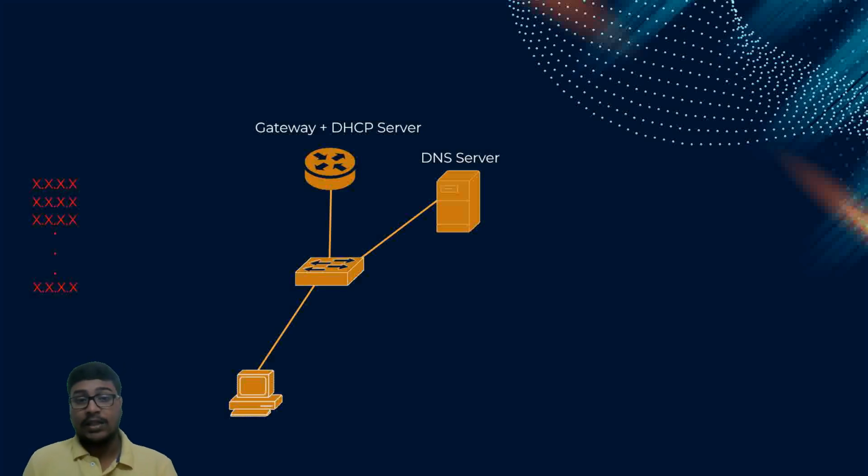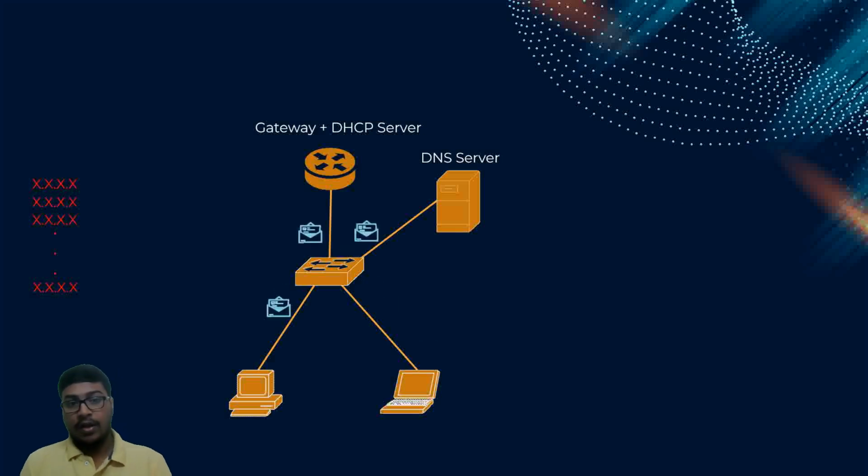Because now what will happen is, let's say a new client connects to the network at this point. This client also needs an IP address to be allocated to it, so it will generate a discover packet that will be relayed throughout the network. And the issue here is that the DHCP server has no IP addresses to offer, and hence it will not respond with an offer packet.